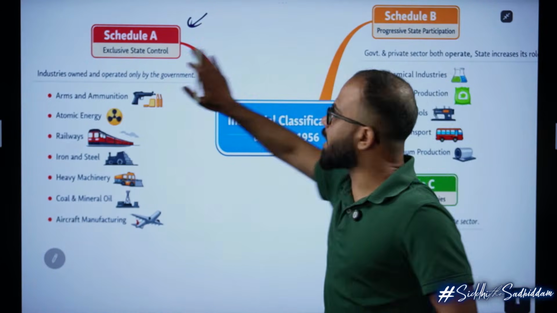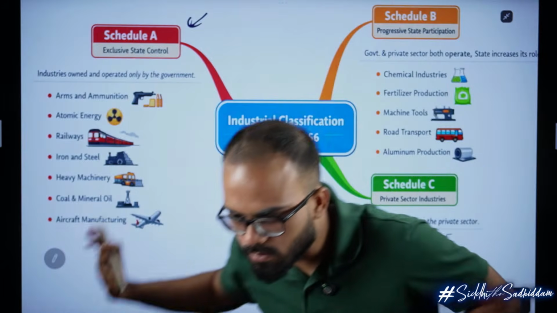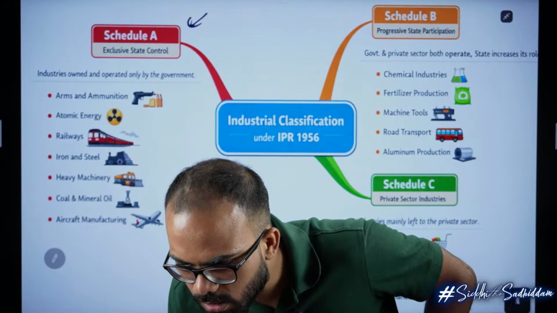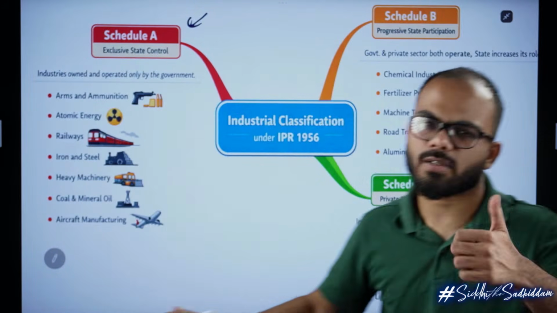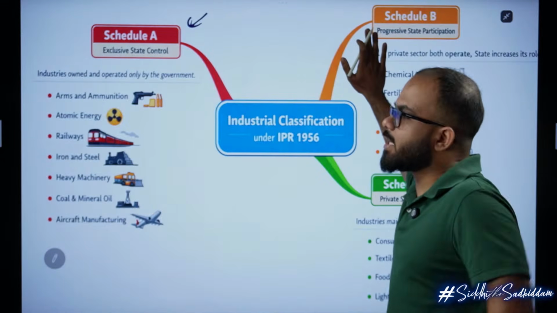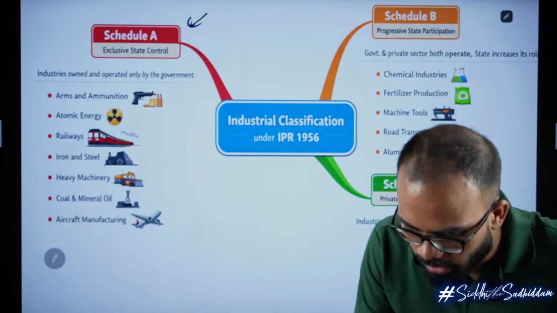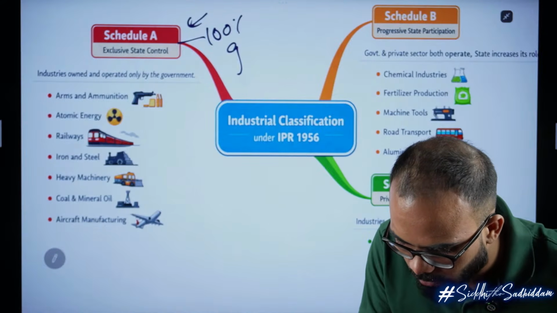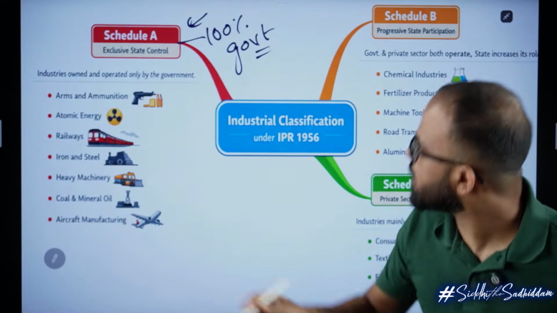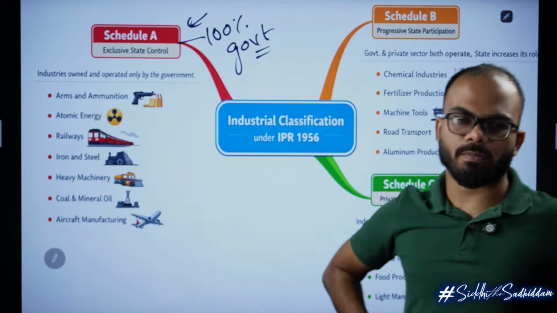Industries are divided into three categories. It's okay, no problem. So industries are divided into three categories: A, B, C. In Schedule A, it is 100% government, there is no private player. A is 100% government, there is no private player.